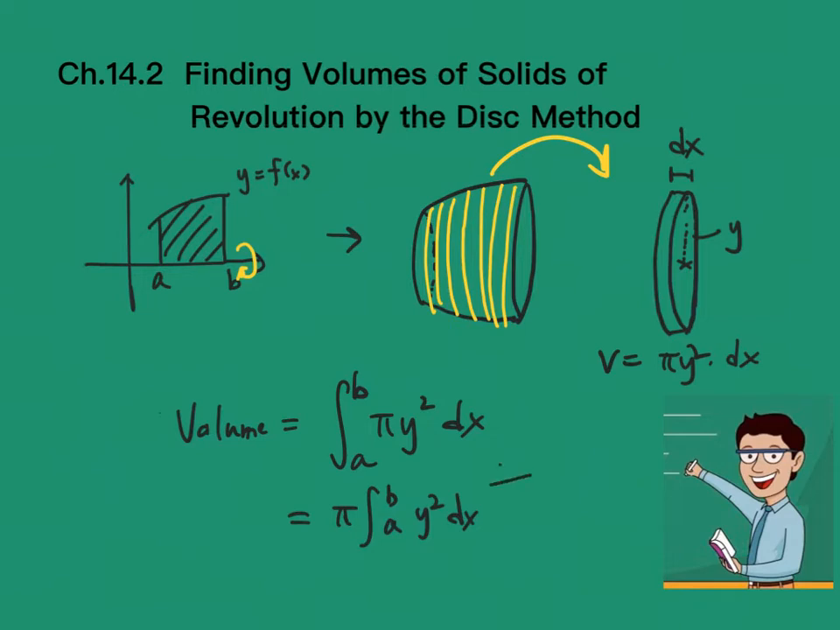Please note that this formula is for a complete revolution about the x-axis. Later we will talk about the case of a revolution about the y-axis. And one more thing, this slice looks like a disc. Therefore, this method is called the disc method.